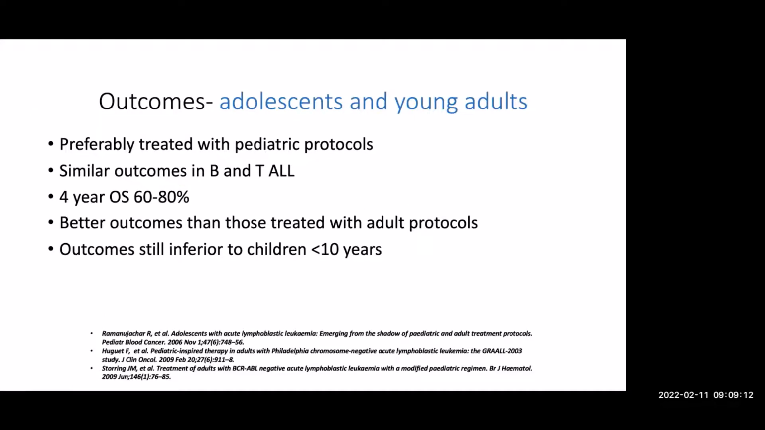Coming to the outcomes in adolescents and young adults, as we have seen from previous treatment protocols, patients on pediatric protocols have better overall survival, ranging from 60 to 80%, compared with adult protocols, where patients who received hyper-CVAD without L-asparaginase had an overall survival of 35%. And even though these outcomes are better than adult protocols, they are still inferior to children. So for adolescent and young adult patients, we use pediatric-inspired protocols because of the better outcomes compared with adult protocols.